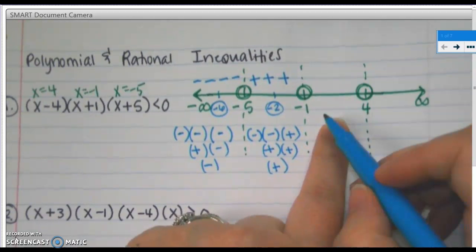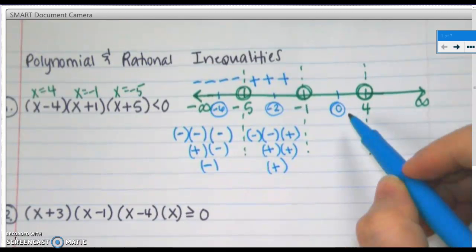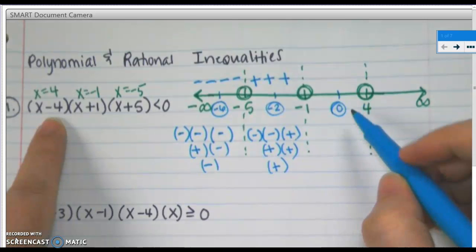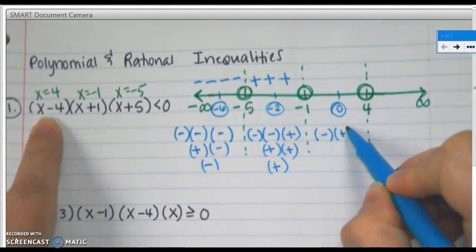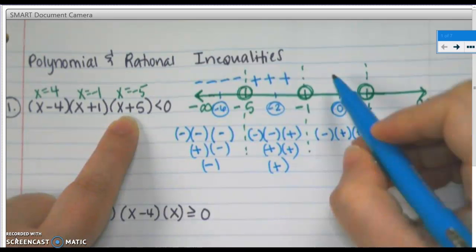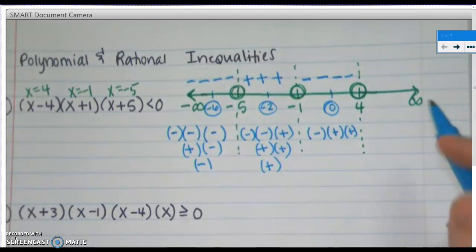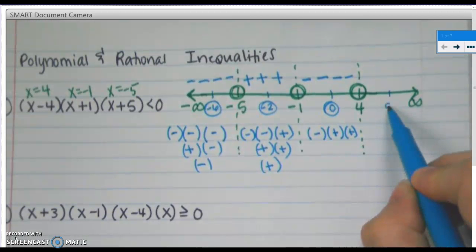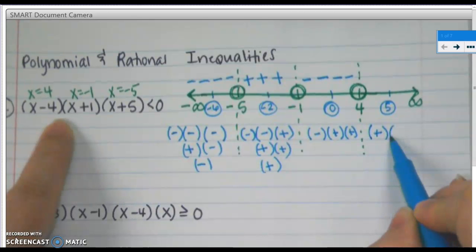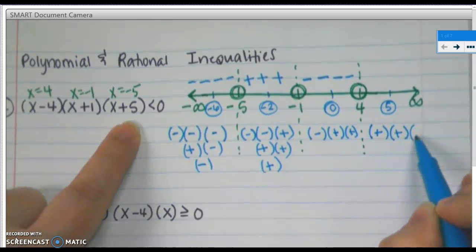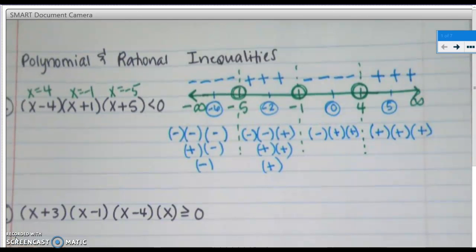All right. My test number for this one is going to be 0. I try to use 0 if I can in an interval. So that will be negative, positive, positive. So this would give me a negative answer if I were to multiply those out. And then let's just do 5. So 5 minus 4, 5 plus 1, 5 plus 5. So that would be positive.